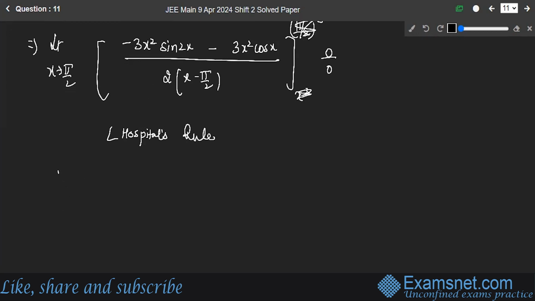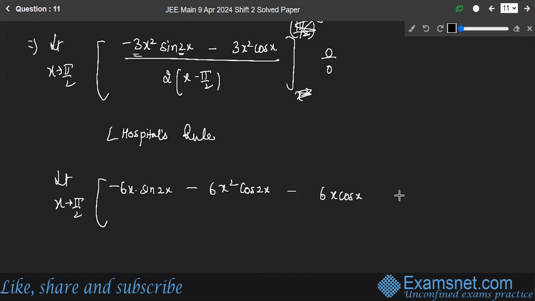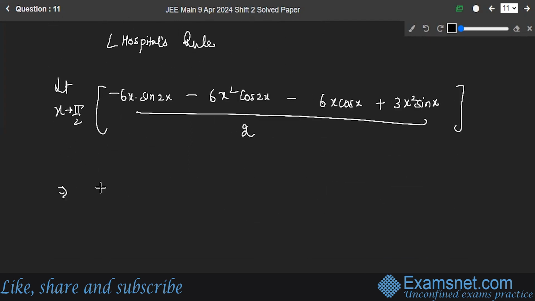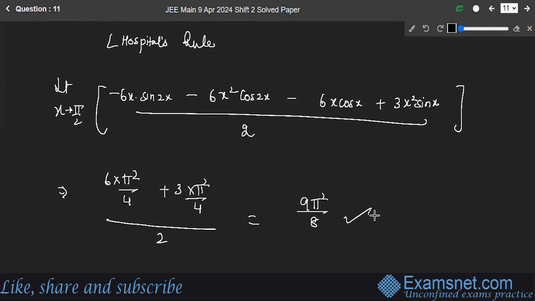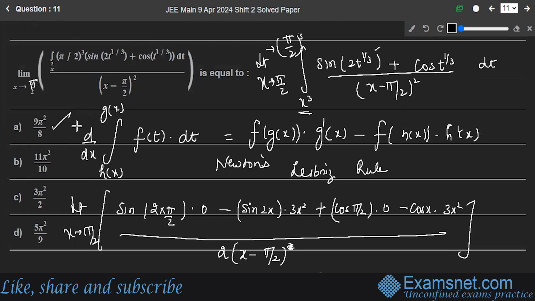So let's find the derivative of the numerator and the denominator. This will be limit x approaching pi by 2, first function derivative of second. So minus 6x into sine 2x minus, this will give me 6x squared, because 2 will be used from here and 3 will be used from here. So minus 6x squared into cos 2x minus 6x cos x, 3x squared into sine x, divided by 2 only. Let's put the limits. So that will give me 6 into pi squared by 4, 3 into pi squared by 4, whole thing divided by 2. This will give me 9 pi squared by 8. So this is the answer to the question, 9 pi squared by 8, option A.